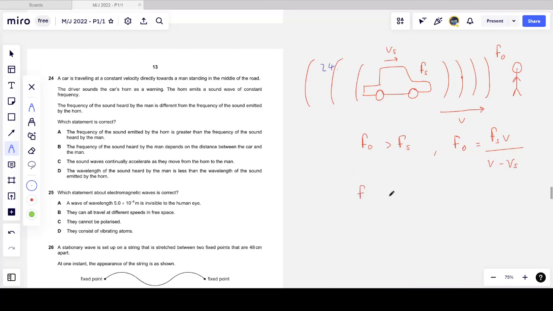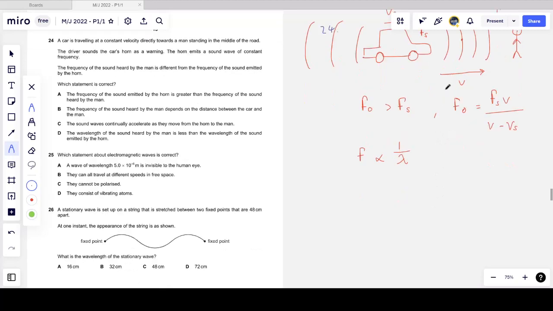Now, we know that the frequency is inversely proportional to the wavelength. Okay, so the frequency must go up. And so if the frequency is going up, which it does as the car is approaching the man, and the frequency is inversely proportional to the wavelength, the wavelength must come down. And so the wavelength of the sound heard by the man is less than the wavelength of the sound emitted by the horn.